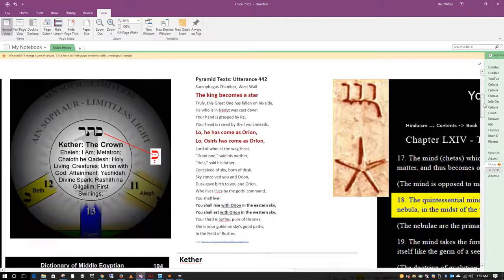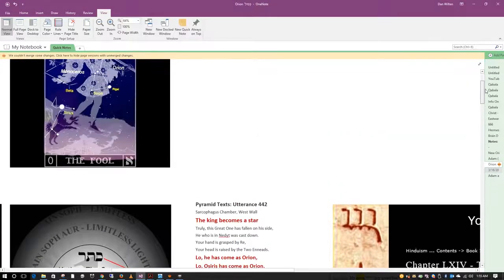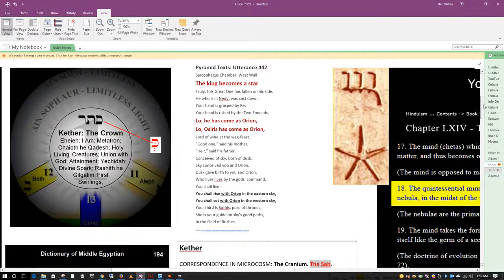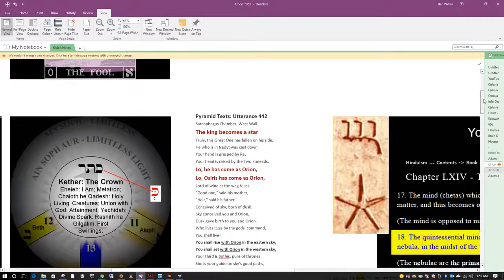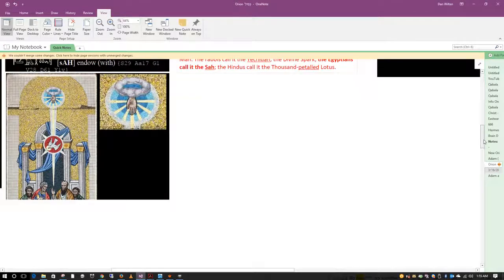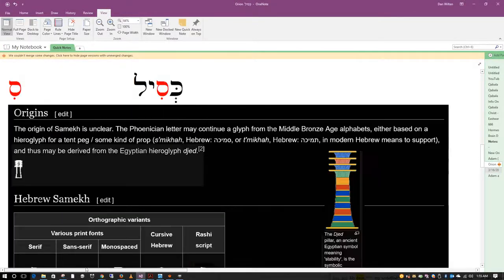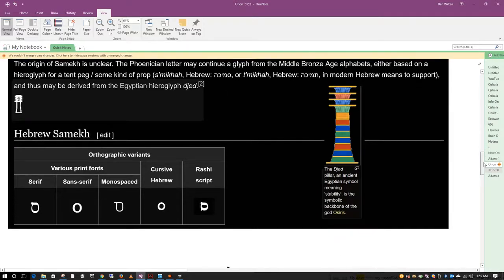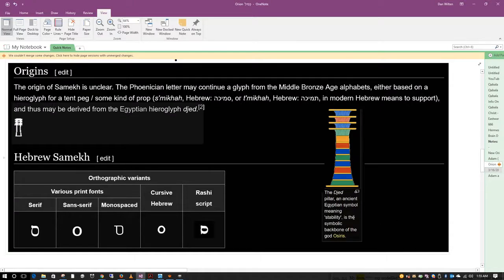Okay, so that's the first letter. The first letter means crown, and this is the word for crown in Hebrew. Now here's the second part that you'll find really interesting. The second letter is Samek, and they say this may be derived from the Egyptian hieroglyph of the Djed, and the Djed, if you look that up, is an ancient Egyptian symbol meaning stability.